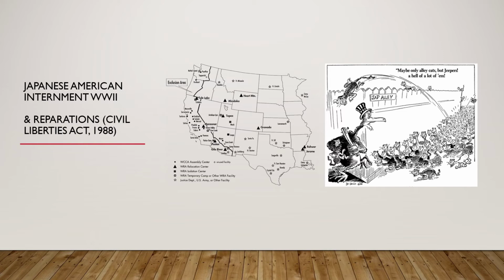If the camp survivors then had relatives that needed to collect the reparations, that was possible in some cases, but in most cases, if individuals had died afterwards, then their families did not receive reparations. The legislation admitted that the government actions were based on race prejudice, war hysteria, and a failure of political leadership, direct quote.